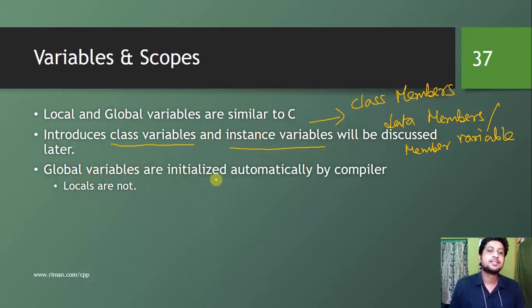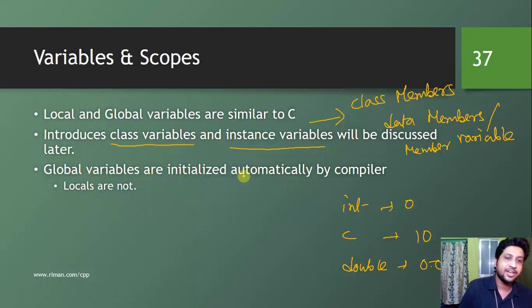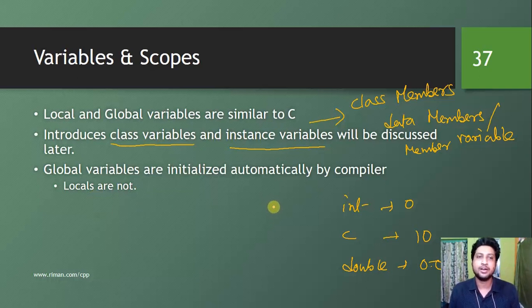Global variables are initialized automatically by the compiler. Locals are not. So this is interesting. All the global variables that are declared globally in a C++ program will be automatically initialized with their default values. For int, it will be initialized with 0. For character, it will be initialized with \0. For double, it will be initialized with 0.0. These default values work only for global variables. For local variables, we have to initialize those variables by ourselves.